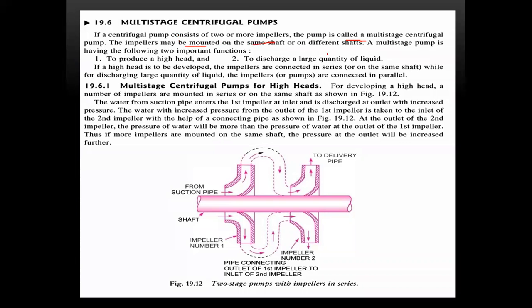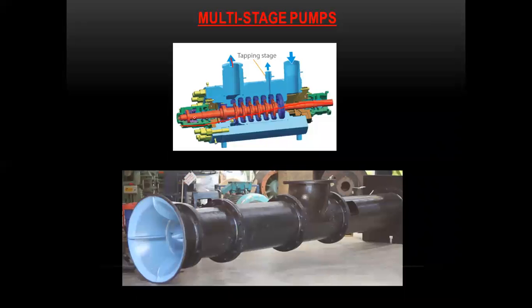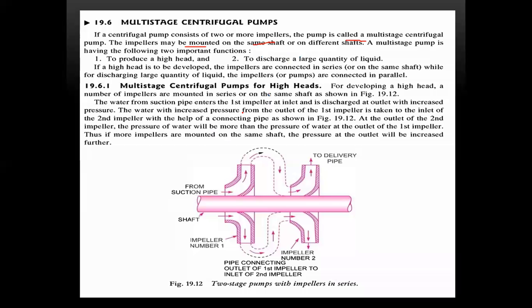The impellers may be mounted on the same shaft or a different shaft. So ముందు ఫిగర్లో ఎలా ఉంది చూడండి. So here the shaft is single shaft, the impellers are placed on the same shaft. So here we can interchange. Okay, shaft మీద you can have the same 3 or 4 impellers, or you can change the shaft also.